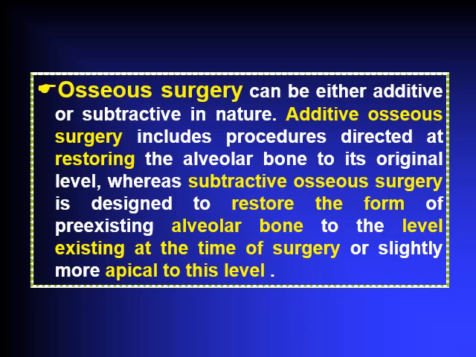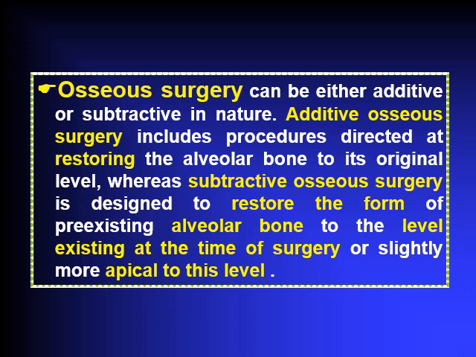First, we have to know that the first objective of osseous resective surgery is the elimination of periodontal pockets and the creation of shallow gingival sulcus that can be readily maintained by the patient and the dental professional. This is the primary goal of osseous resective surgery. So, osseous surgery can be either additive or subtractive in nature.